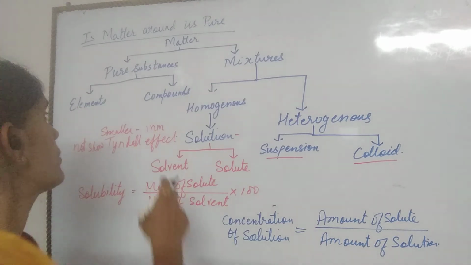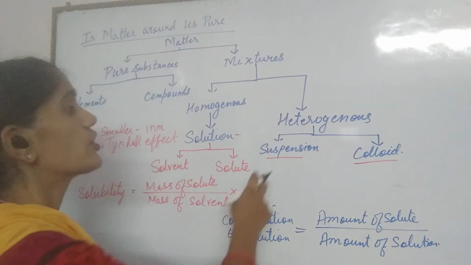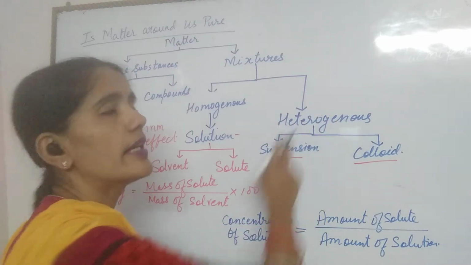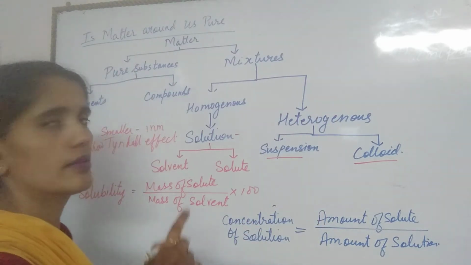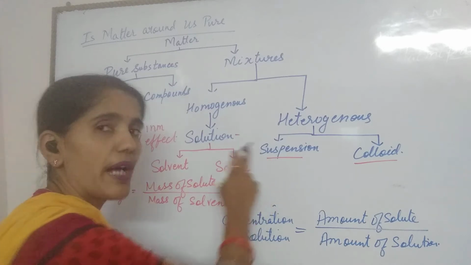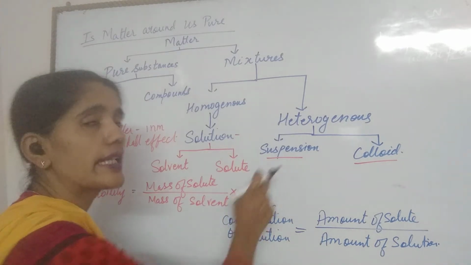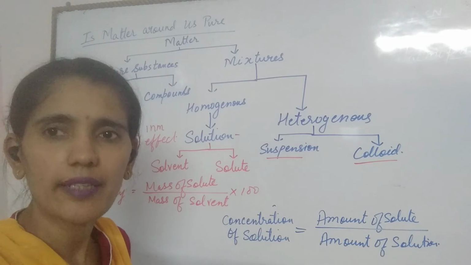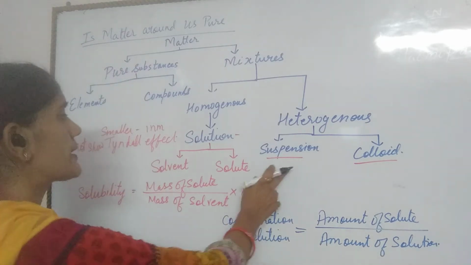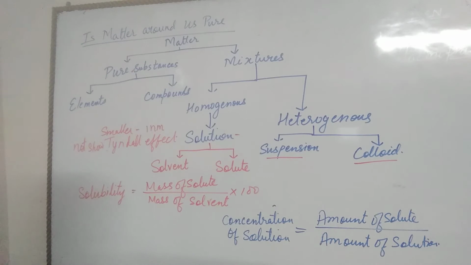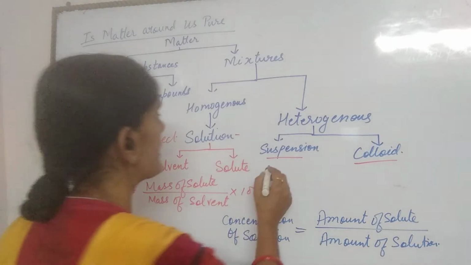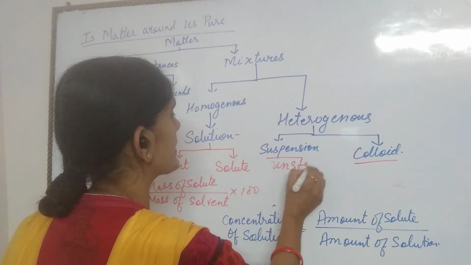Now, like I told you, solution is homogeneous, while suspension and colloid are heterogeneous. But again, there is a difference. Particles of suspension are very big, and they can be seen by naked eyes. Like we can easily see sand particles. And we can say that it is unstable. Why is it unstable?